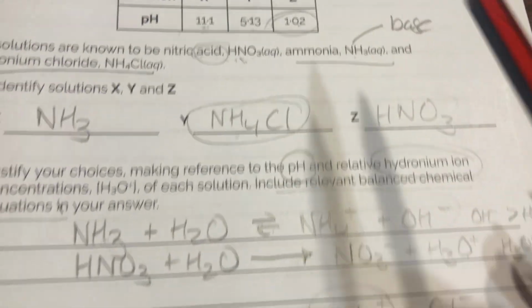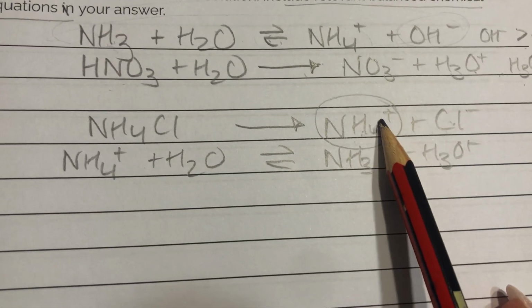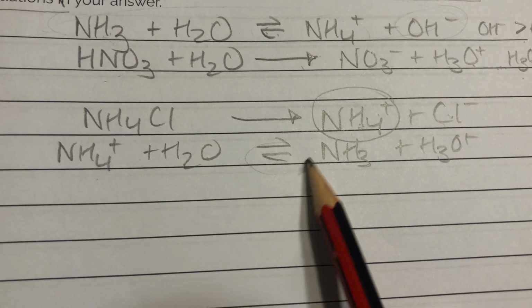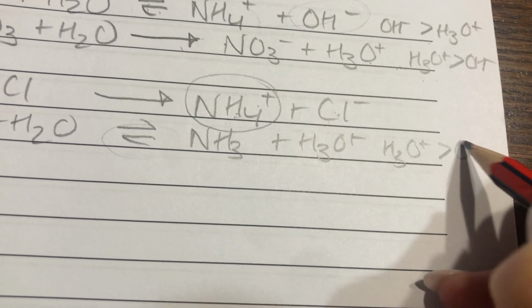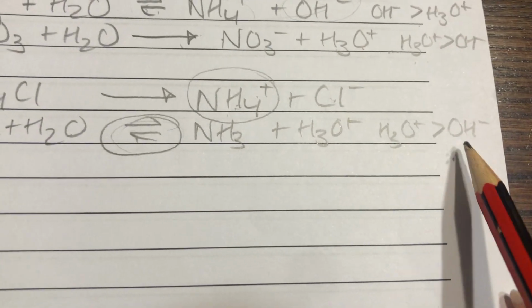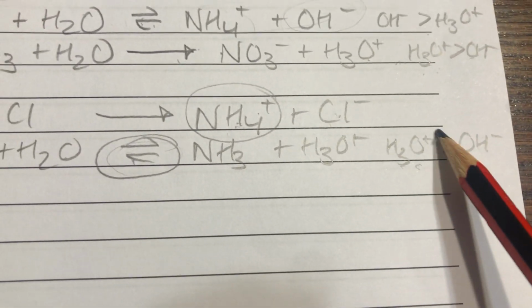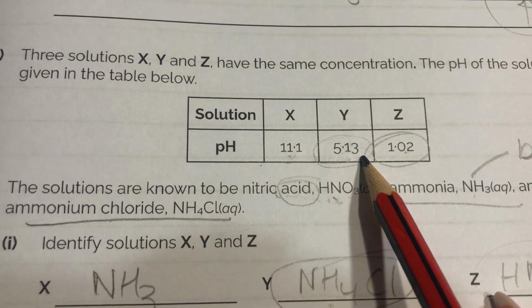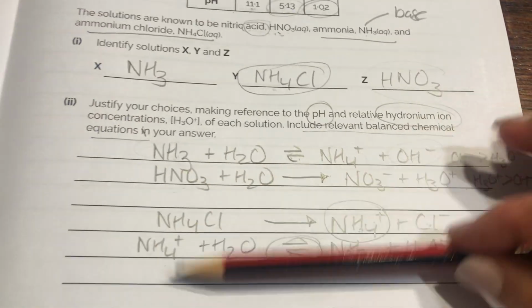of 1.02. This one here, we know it fully dissociates into these two ions. We then know that this ion reacts with water in an equilibrium, so it's producing H3O+. So H3O+ is greater than OH-, but because this is an equilibrium, that imbalance there is not going to be as great as that one there. So because this has got less H3O+ than this, its pH is still going to be acidic, but not as acidic as the strong acid. That's pretty much it. So use your equations again to explain your answers.